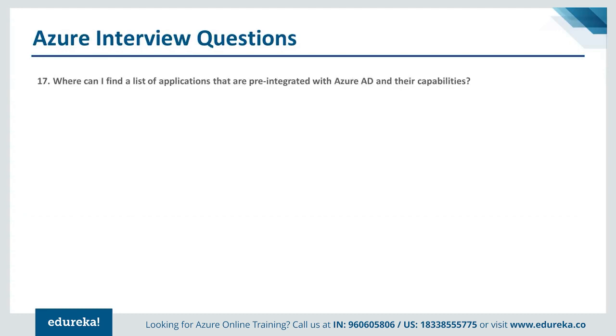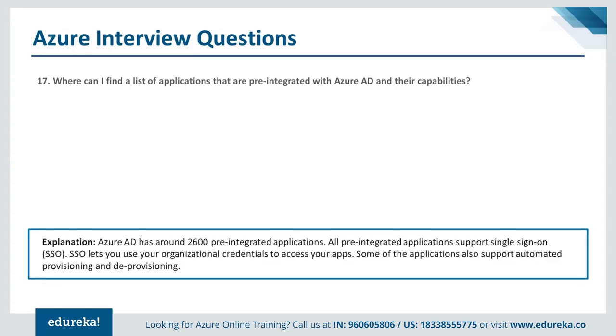Where can I find a list of applications that are pre-integrated with Azure AD and their capabilities? Azure AD has around 2,600 pre-integrated applications, and all pre-integrated applications support single sign-on. Single sign-on lets your organization credentials access your apps. Some of the applications also support automated provisioning and deprovisioning. There's a gallery, you can just go to the gallery, and get a list of applications which are available for using with Azure AD.